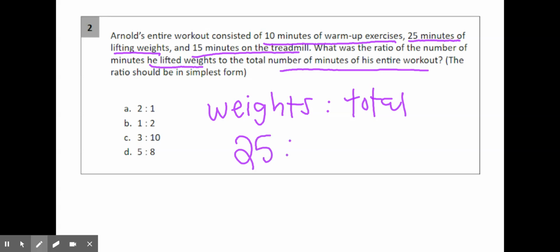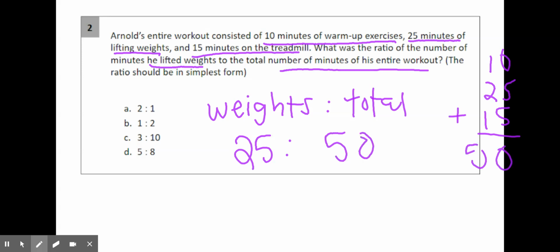And then to find the total amount he worked out the entire time, we would just do 10 because of the warm-up, 25 because that's how much he lifted, and then 15 minutes on the treadmill. If we add all of those together, that gives us 50. So our ratio right now is 25 to 50. If we simplify this, we know that both are divisible by 5.